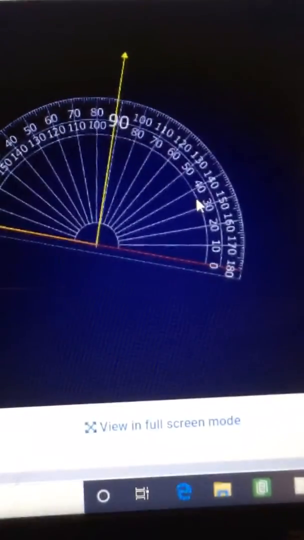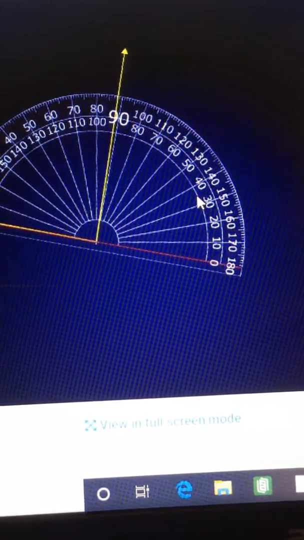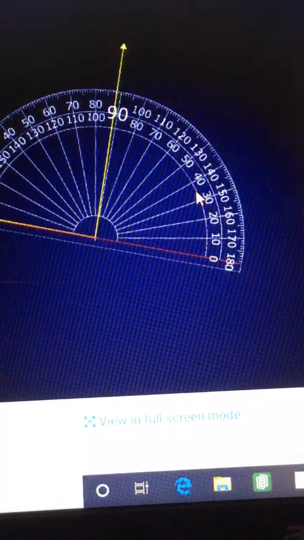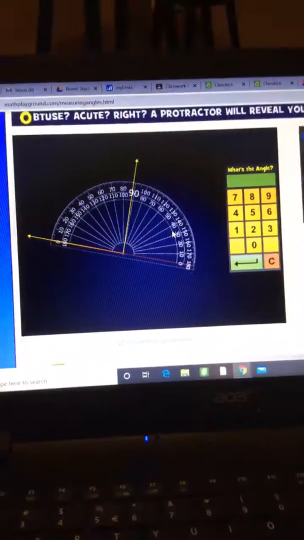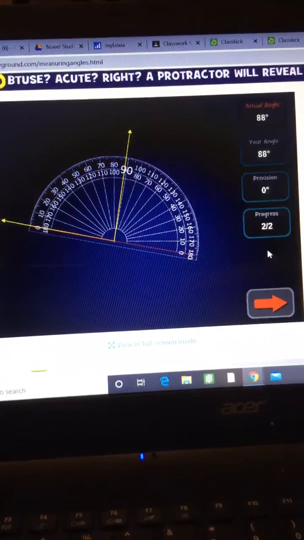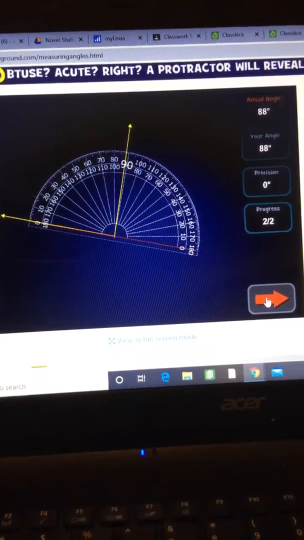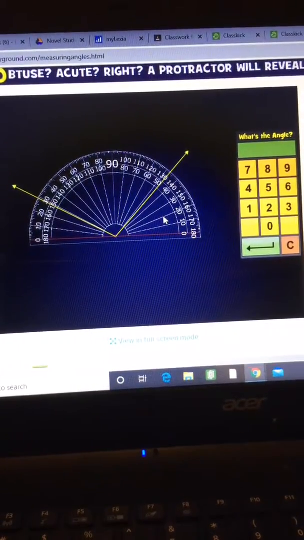and try and count, so we have 80, 81, 82, 83, 84, and then see that little bit longer one? That little bit longer one is 5. So if we have 85 and then about 3 more than 85, so it's about 88. So I'm going to go here and I'm going to mark 88. Let's see if we got it. We got it. So your job is to just go through these activities and try and read the protractor.